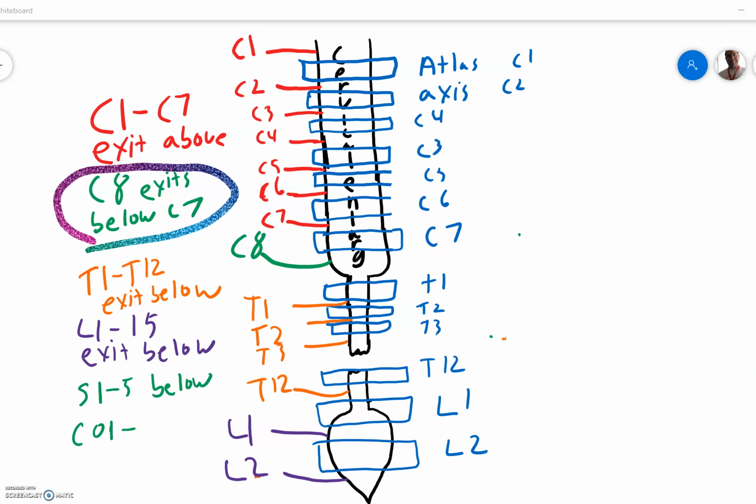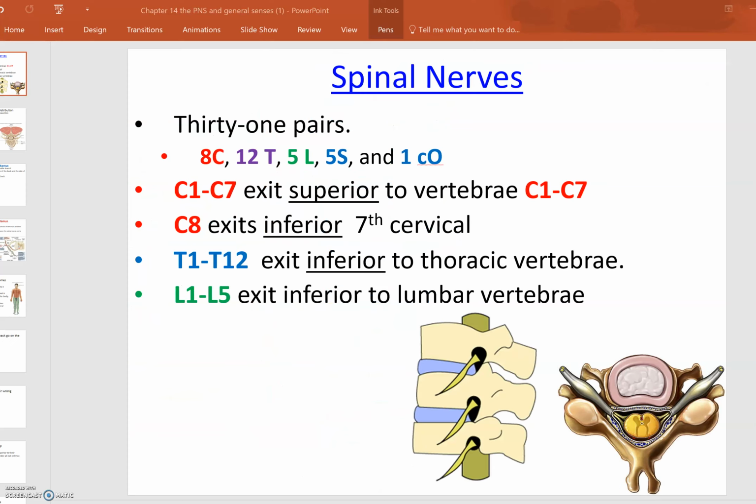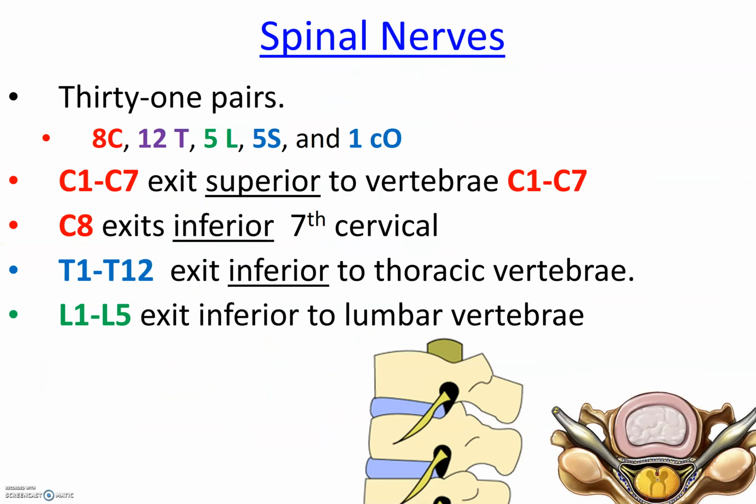And sacral 1 through sacral 5 exit through the foramen in the sacrum, but technically during development they're below. And coccyx 1, that's a little weird nerve. It's technically starting below as well. In summary, the first 7 cervical vertebrae exit superior. C8 exits inferior to the 7th cervical vertebrae. Then everything else is exiting inferior to its vertebrae.